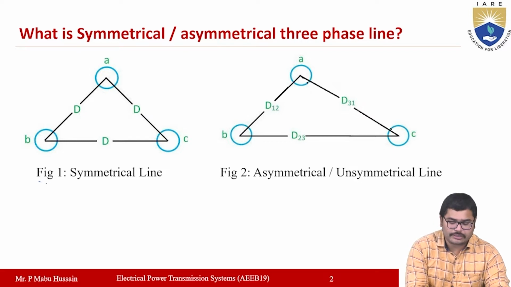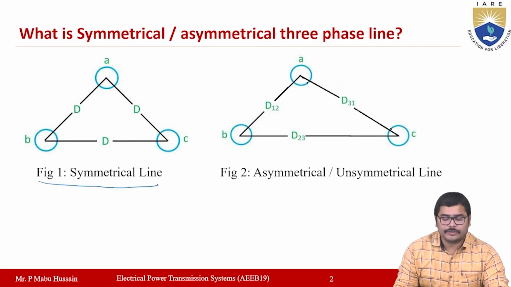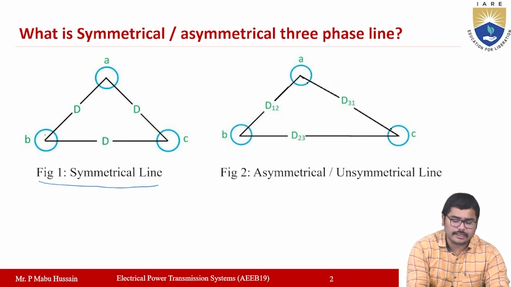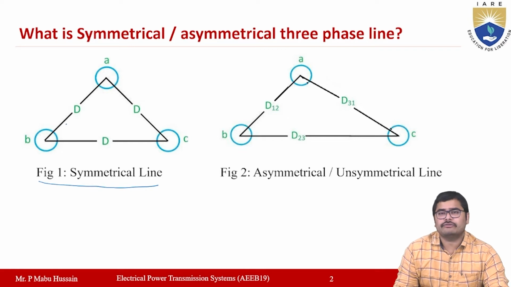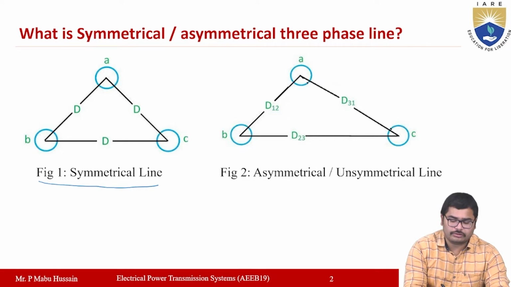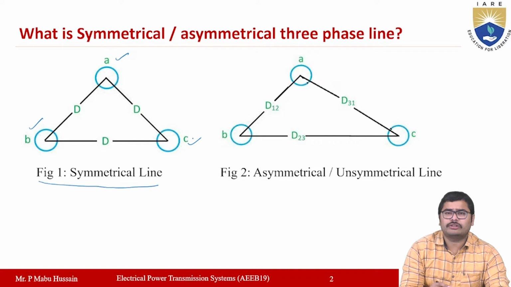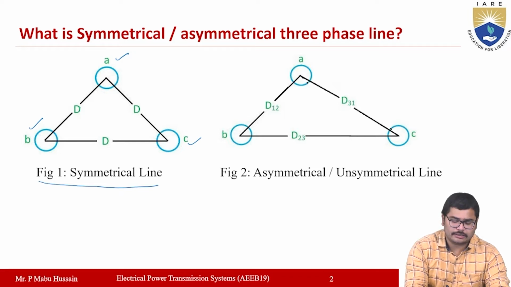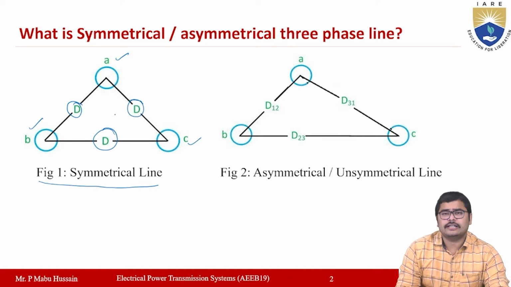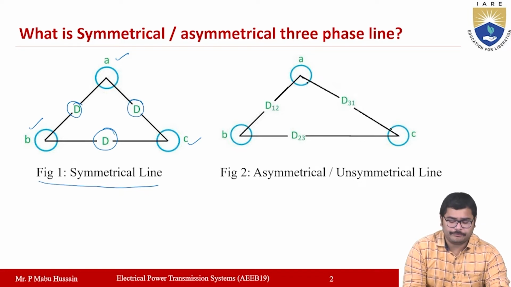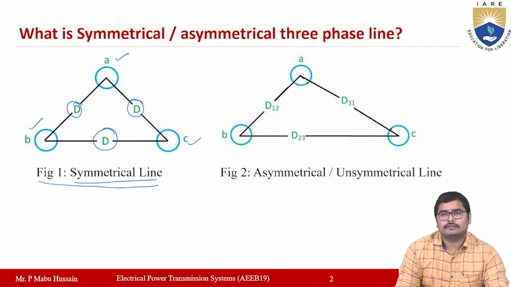If you observe the first figure here, it represents the symmetrical line. In this symmetrical line, you will have three conductors which are equidistant from each other. In a three-phase transmission line with the three conductors A, B and C, the distance between any two conductors is the same. Such a transmission line is called a symmetrical three-phase transmission line.